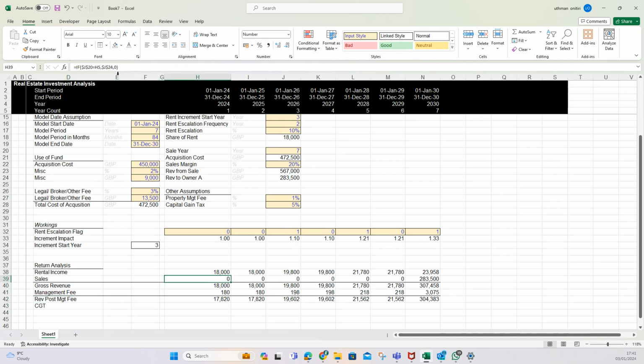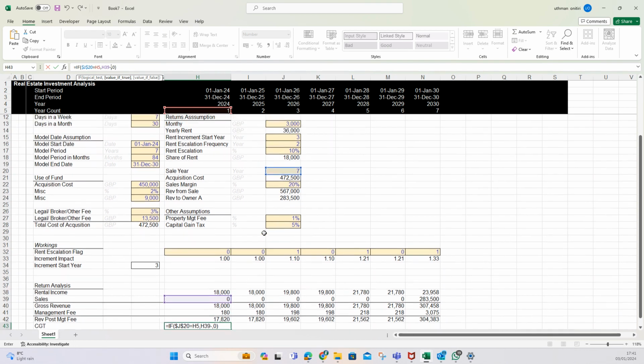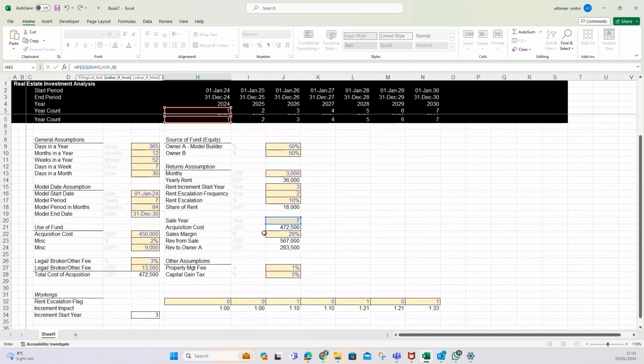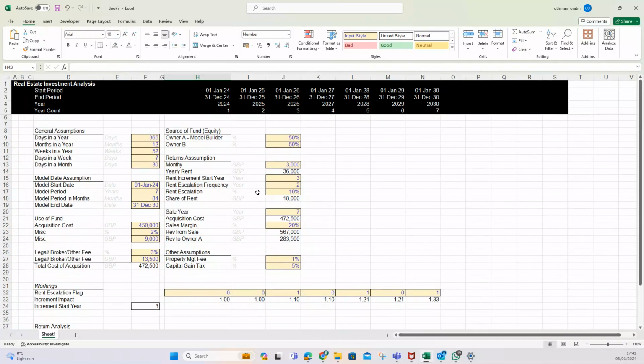Similar formula, just copy. Then I'm going to paste this. But this time around, I'm going to calculate my capital gain tax as sales minus my own share of the acquisition. Okay. All right. So that's something that we also missed out in our assumption. So let's quickly work that out.